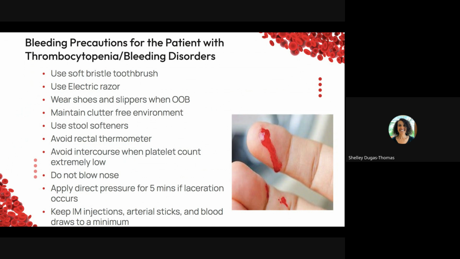Avoiding medications that increase bleeding, which can include NSAIDs, aspirin, and certain herbal supplements. Safety measures: avoiding sharp objects, fall precautions, and using assistive devices when needed. Educating the patient and family to report any unusual bleeding, bruising, or persistent nosebleeds immediately.